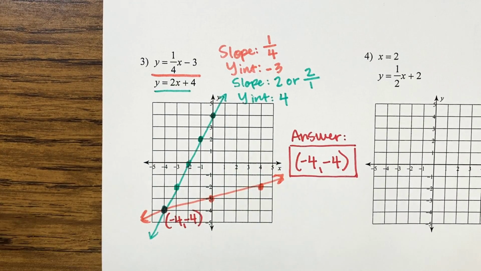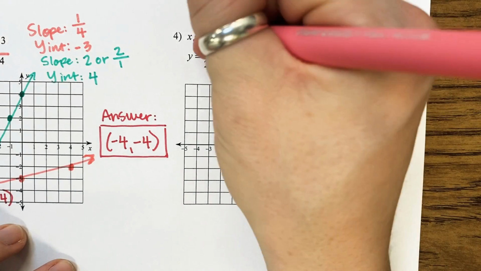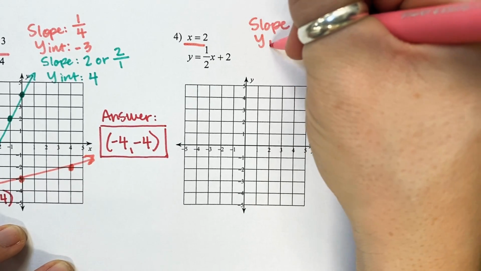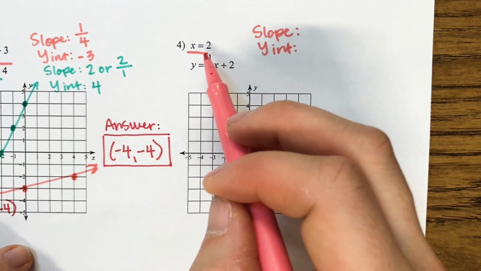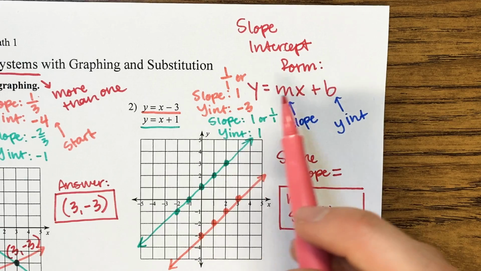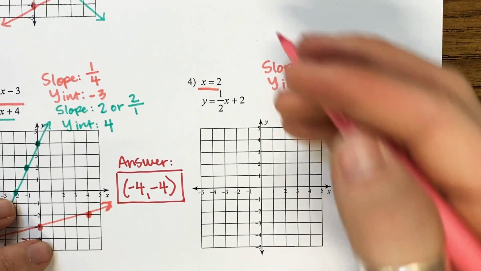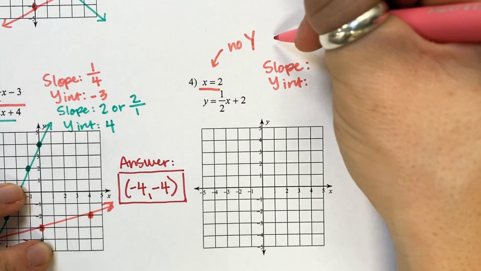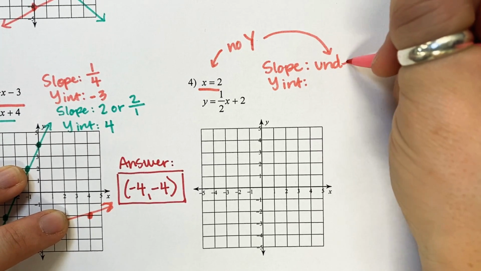Okay, one more with graphing. So let's look at number 4. Okay, so let's start with our pink line, figure out our slope and our y-intercept. Okay, so look at this equation. Look at our pink equation. Do we see a y in there? Because remember, slope-intercept form is always written with the y first. Where is my y? Okay, there is no y. No y. Which means our slope is undefined.